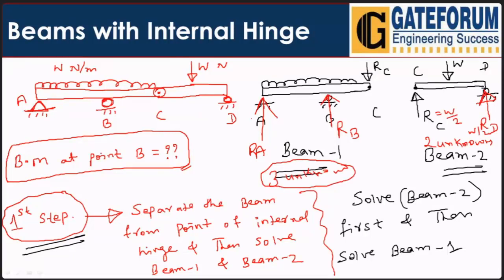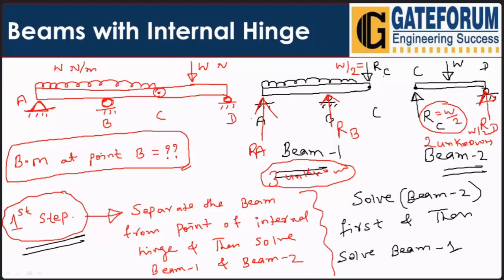Because beam 2 has only 2 unknowns, we go for beam 2 first. Solve beam 2 first, so that we can get the value of RC at least, which is equal to W by 2. Once I get the value of RC, the same RC value will act on the first beam, but opposite in direction, which is the downward direction.